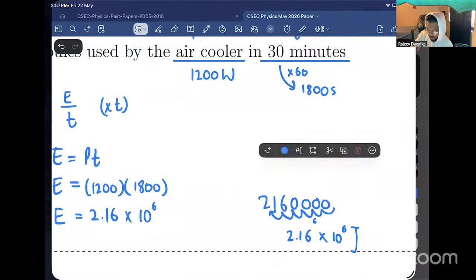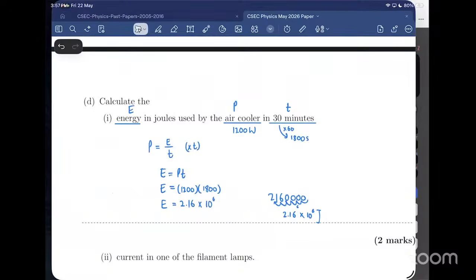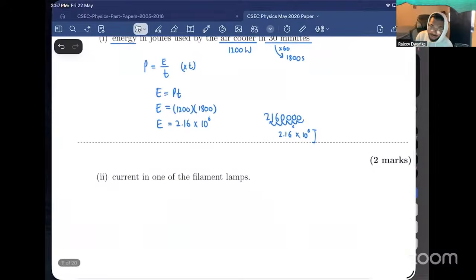Everybody okay with this question? Yes, sir. If you had the right answer, that's fine though. If they don't care about all that, it's fine.